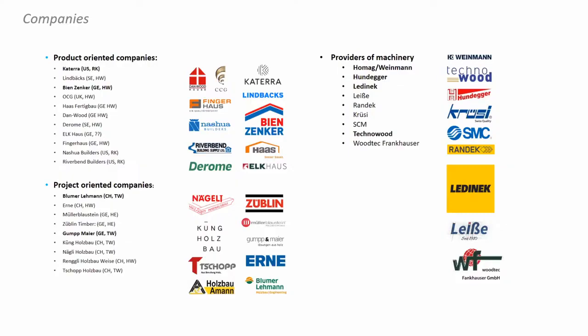We'll show a little bit later also what that means. And then we also have the providers of the machinery that have some sort of influence, obviously, on how these companies produce, because they provide the technology that enables these companies to work and to produce and to prefabricate the elements that they want to ship on site.